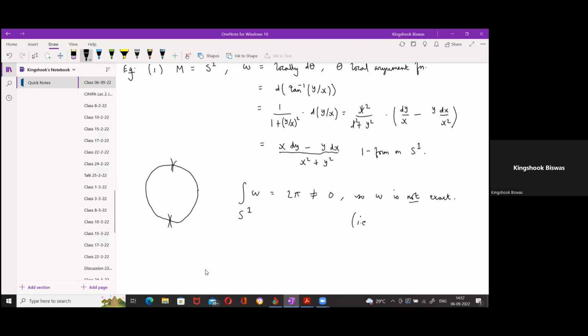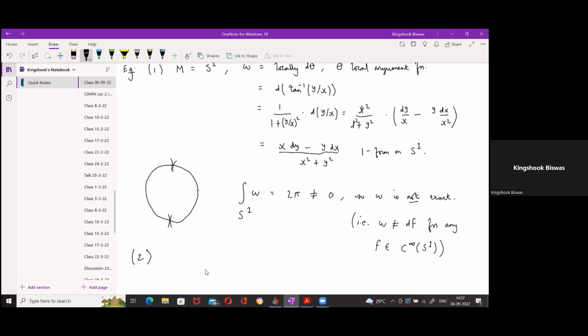What that means is that omega is not equal to df for any smooth function f on S1. But locally it is. So it is locally exact, but not globally exact. All right. And the same example you can do in higher dimensions.